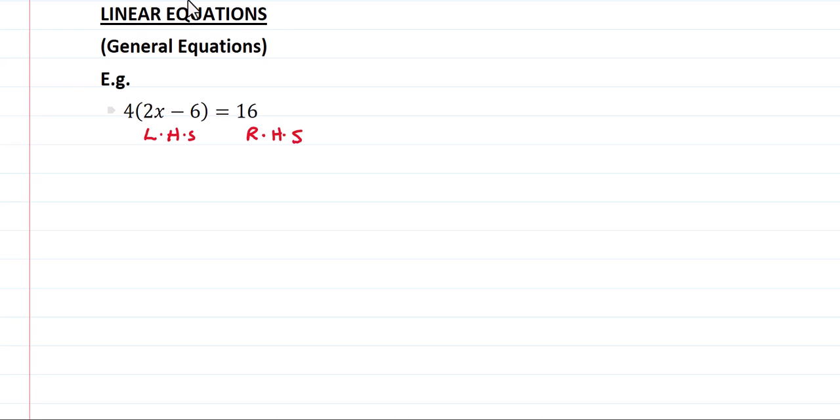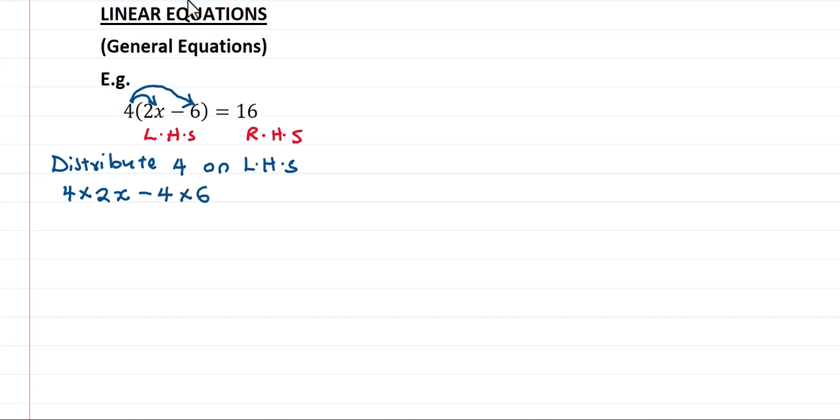Doing that, 4 multiplies this number and 4 also multiplies this number. So let's write that down. Expanding the left hand side, we have 4 multiplied by 2x, and then we also have minus 4 multiplied by 6, is equal to 16. From this point, 4 multiplied by 2x gives us 8x, then 4 multiplied by 6 is 24, is equal to 16.